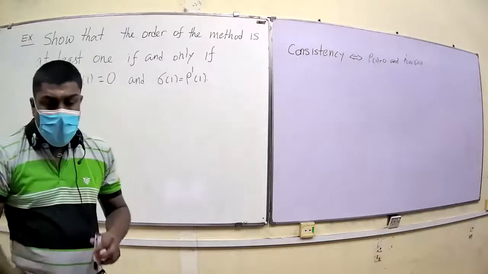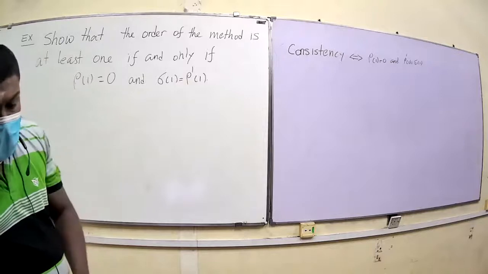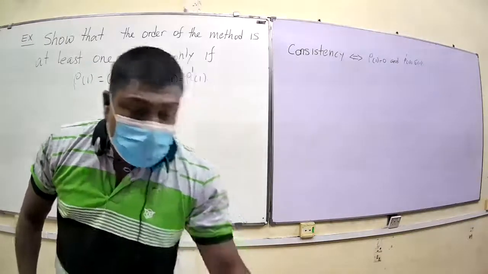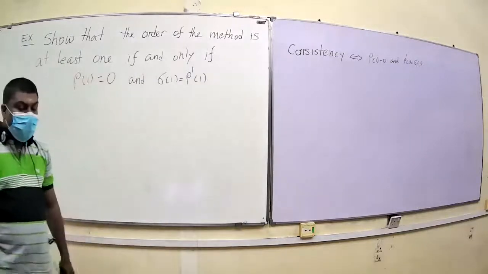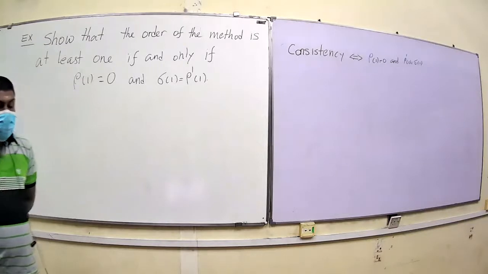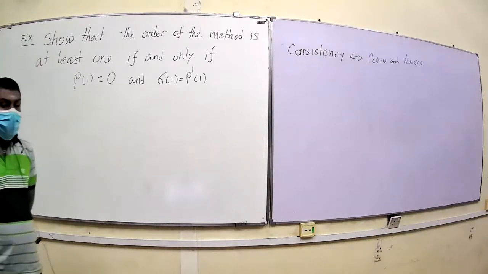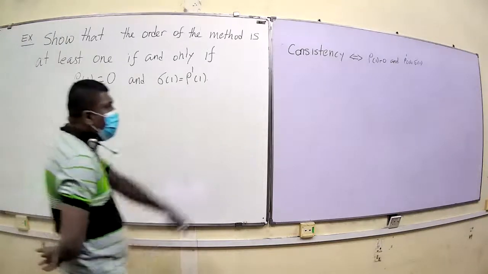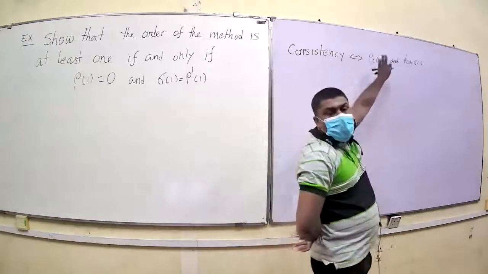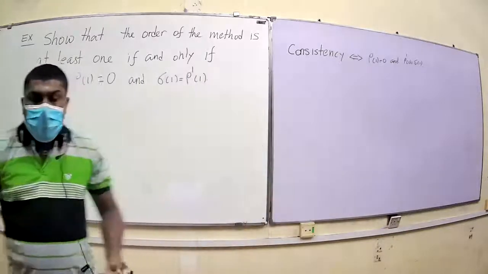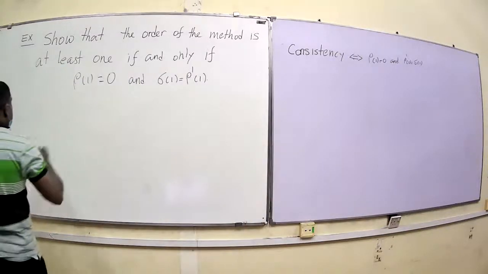So what we are going to prove is that the method is of order at least 1 if and only if these conditions are satisfied, that is rho of 1 is equal to 0 and sigma 1 is equal to rho prime 1. So we are trying to relate that condition with the order of the method. So we shall prove this first.